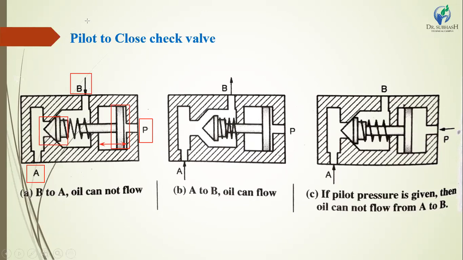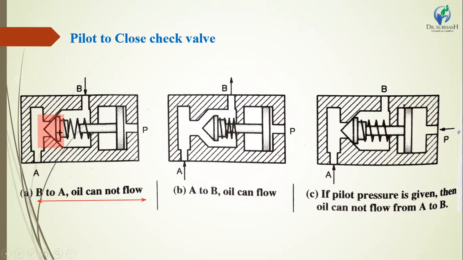In the first condition, the oil passes from B to A, and oil cannot flow from B to A. Here the conical poppet closes the position of the valve.